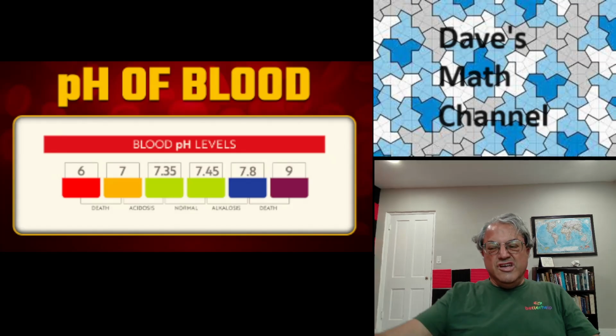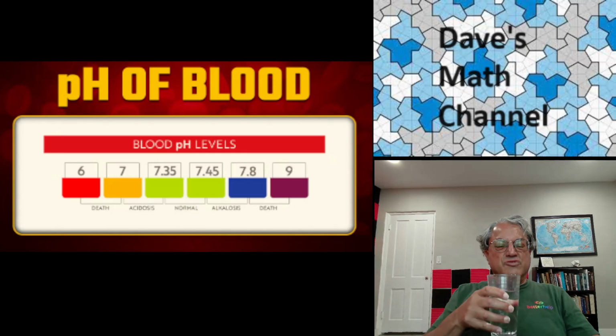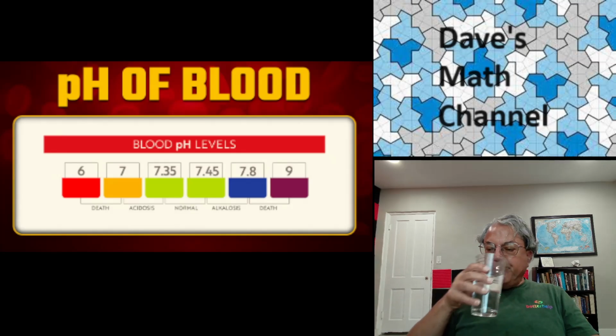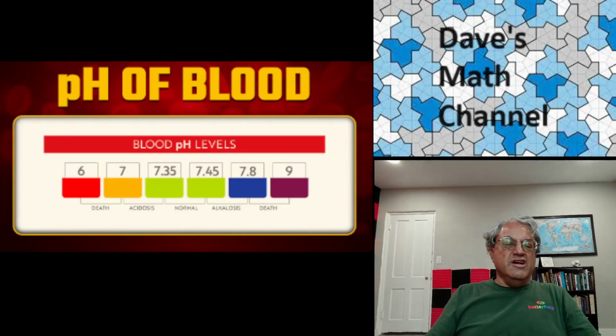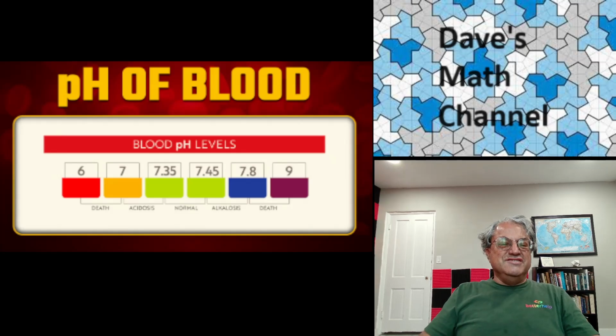I do drink alkaline water, by the way. I have some right here. It has a pH of about 9. And I've heard it's good for you. And I don't mind how it tastes. So I think it's a good thing I'm drinking alkaline water. It's probably helping maintain the pH of my blood.